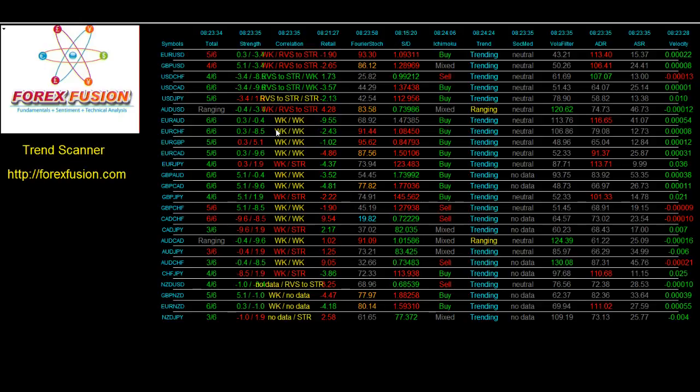If you see a yellow, that means they both have the same bias, and therefore it's more or less a neutral reading, because that means it could go either way. Or it means that there is no correlation. Like, for example, the Kiwi dollar, there is no correlated instrument that we have. RVS means reverse to strong in this case. And you can see the color-coded directional bias there. Next column is retail.